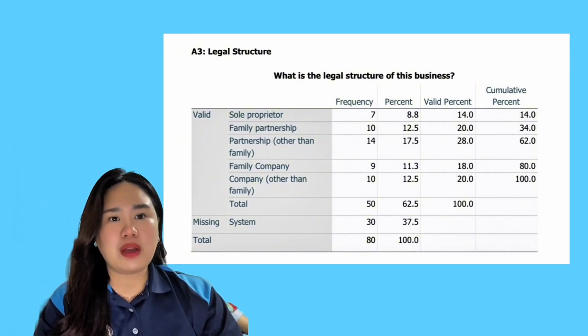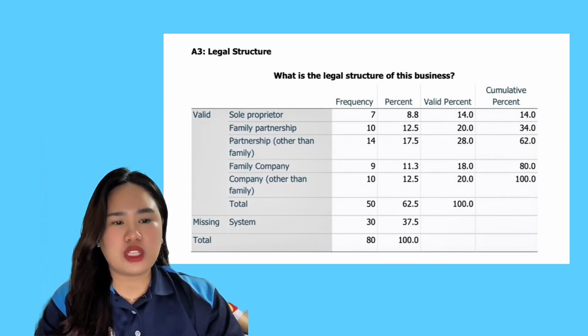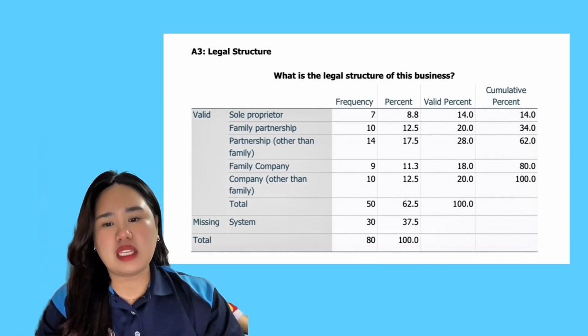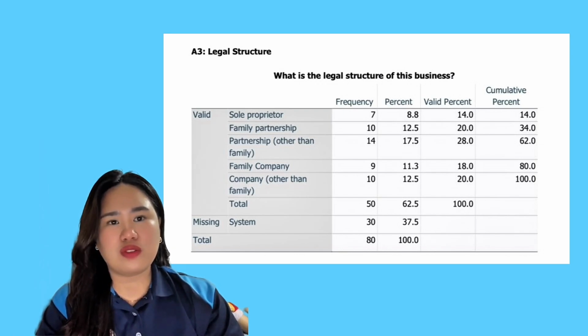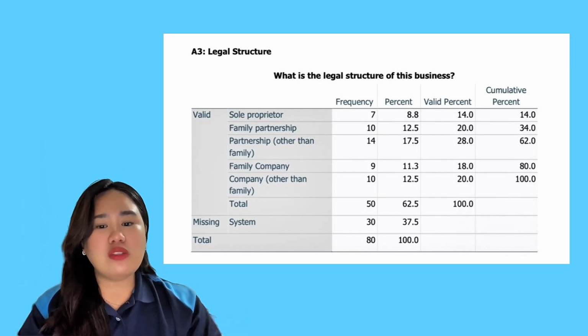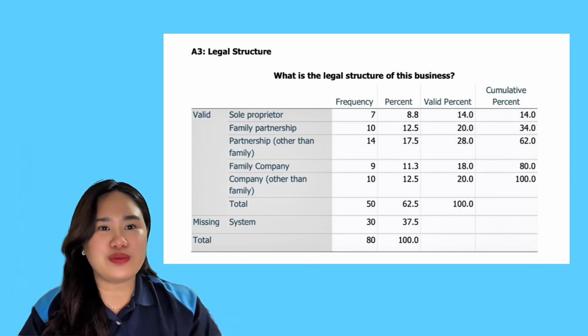Sole proprietorships are the least common at just 14%, likely due to their limited growth potential, full personal liability, and restricted access to capital. While they offer simplicity and control, this benefit may not outweigh the risk involved. Overall, the findings show a preference for collaborative, protected, and scalable structures that support shared decision-making and reduce individual risk, offering more opportunities for growth.